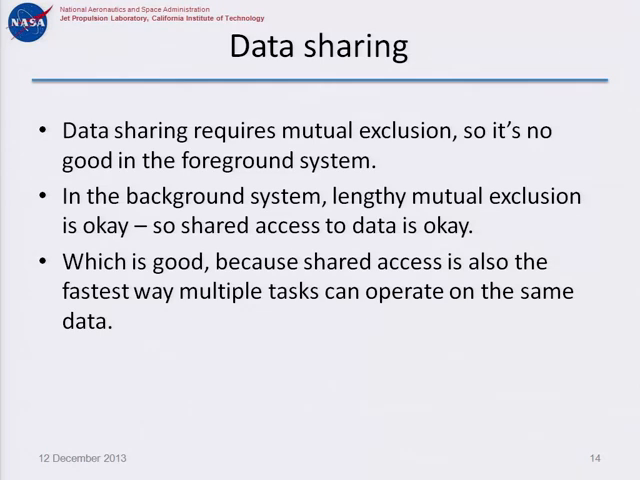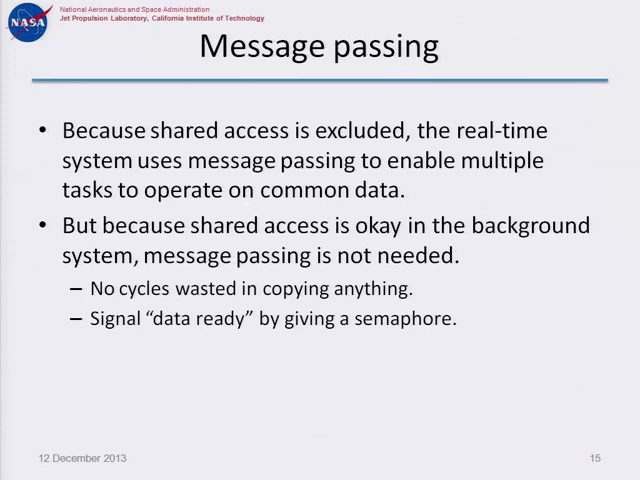Because there are no task deadlines, mutual exclusion for a long period of time, which is a precondition to using shared memory, is perfectly okay. So shared access to data is okay, which is a good thing, because shared access to data in one place is the fastest way that multiple tasks can operate on the same data, and the fastest way they can interoperate and cooperate. So message passing, which is what you need to do in the foreground real-time system because you don't have shared memory, you need to do in the foreground system.